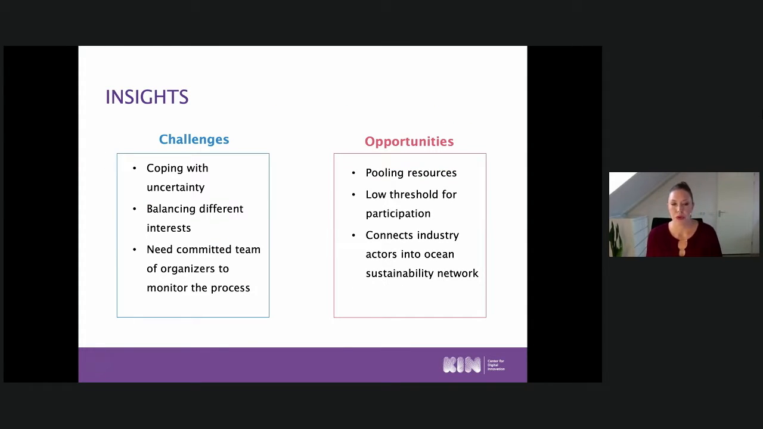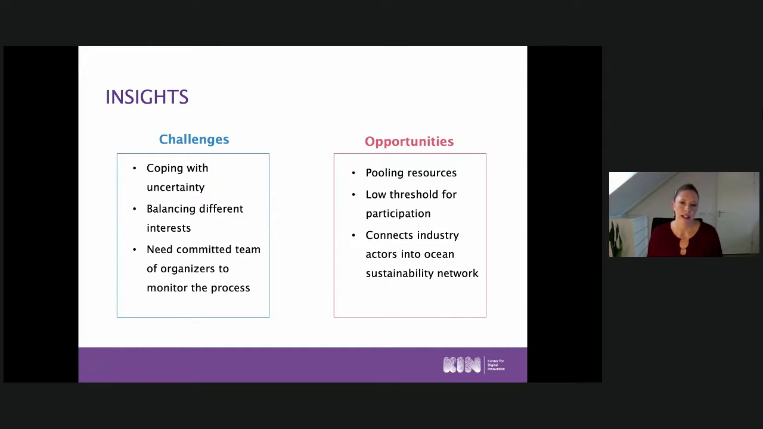So I want to just conclude with some high-level insights or takeaways from our case, and particularly collaborative crowdsourcing for ocean sustainability. One of the challenges is actually dealing with uncertainty, because when the organizers came to the partner organizations to ask them to join, they could not guarantee anyone an outcome, right? They could not guarantee we will develop an innovation for X, because the whole point of the process was to develop the innovations collaboratively. So this meant they could not guarantee what would happen.